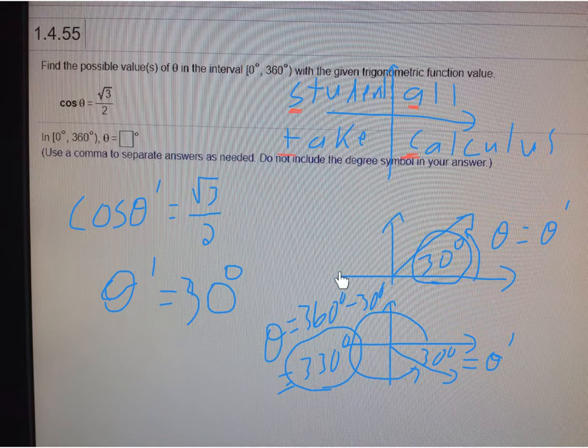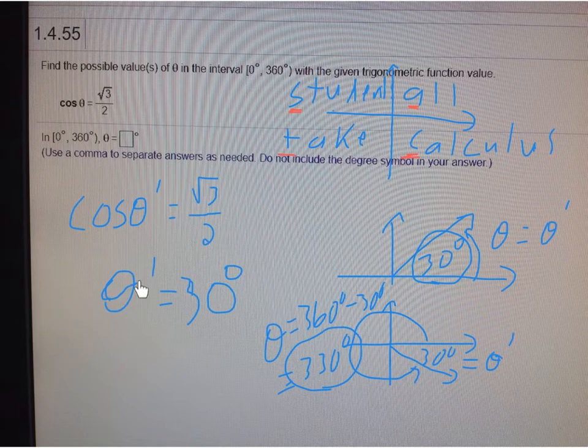I'll walk through this. Find the possible value or values of theta in the interval 0 to 360 degrees with a given trig function value. So we want cosine of theta equals square root of 3 over 2. This section's all about reference angle. So they want you to find theta prime, which means reference angle. So the cosine of theta prime equals square root of 3 over 2.